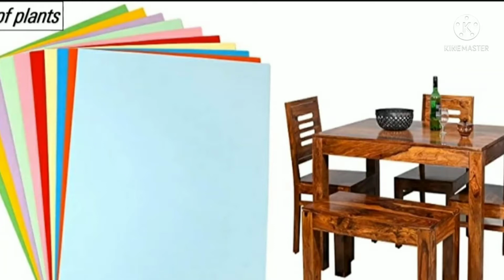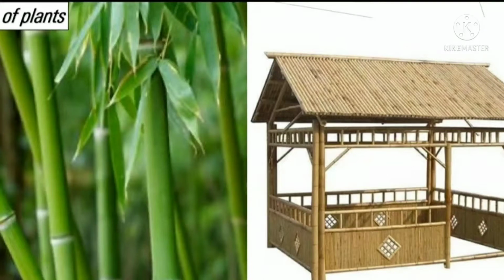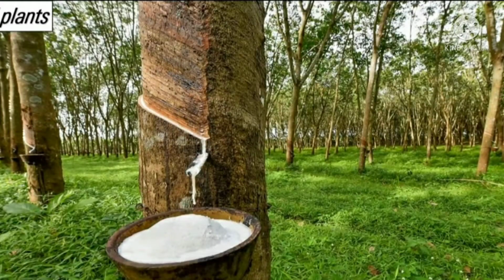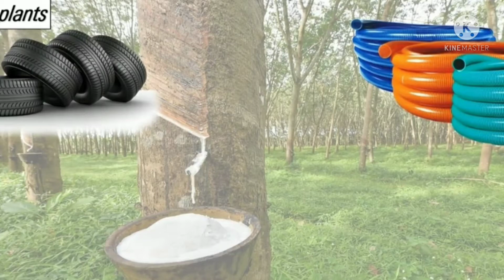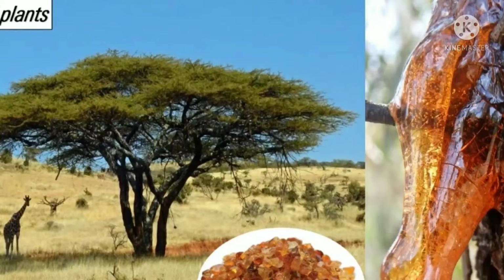Trees are used to make paper and furniture. The hollow stem or cane of a bamboo plant is used to make baskets, huts, mats and walking sticks. Juice from the rubber tree is used to make rubber for tires and pipes. The juice of acacia tree, that is kikar, is used to make gum.